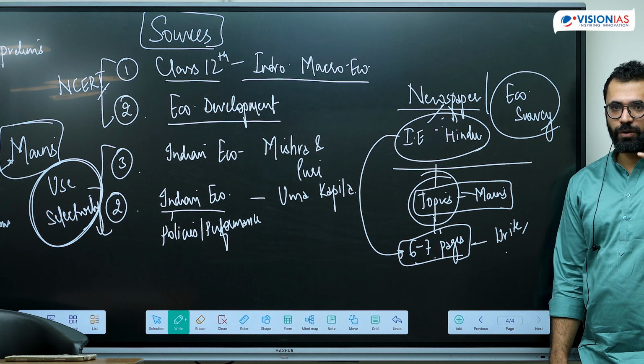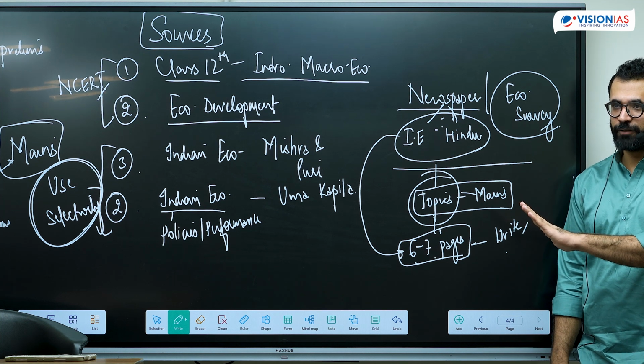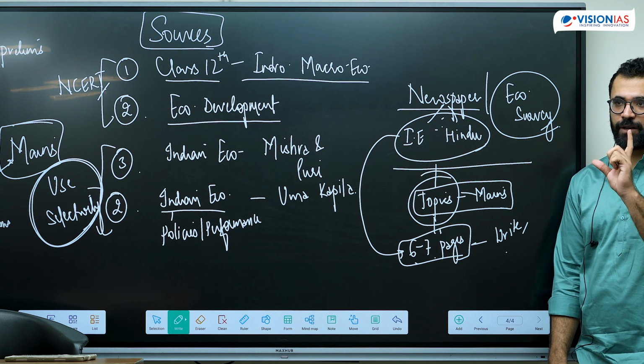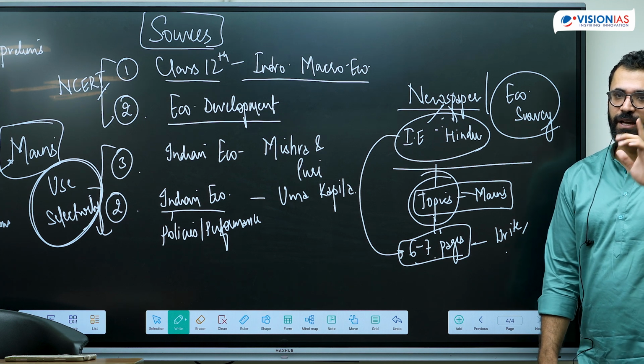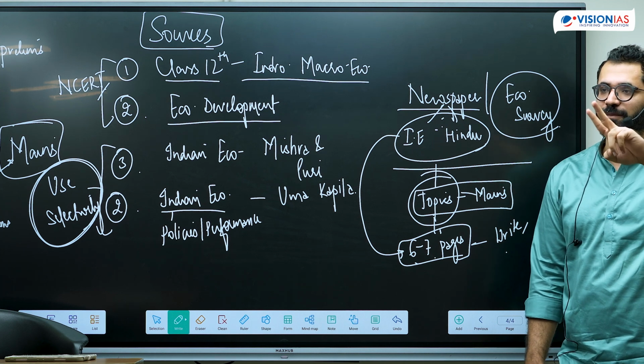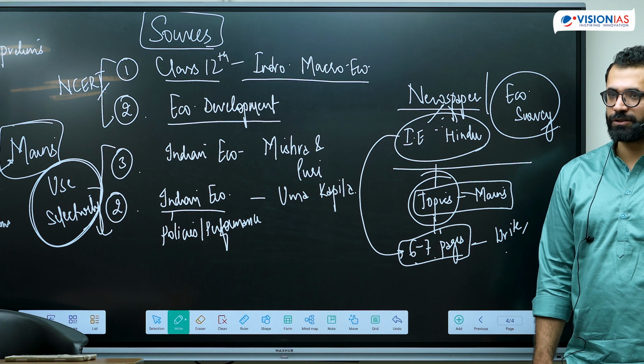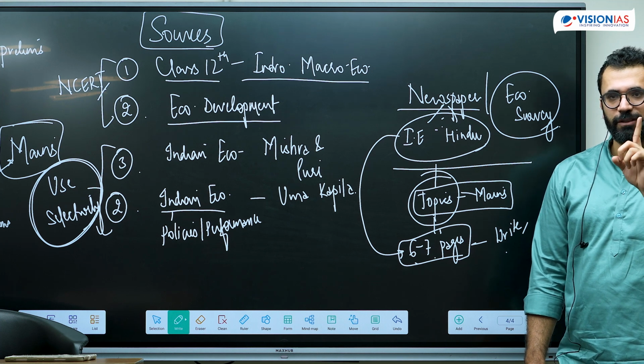The better revision you have, the better your answer writing would be. So I have to consolidate my notes. It should not be spread at different places, that I have read a newspaper, read some magazine somewhere, watched some video somewhere. It should not happen scattered. It should always be at one place.